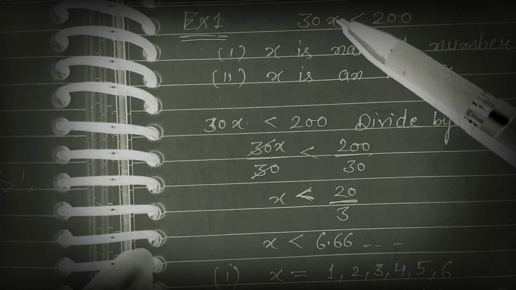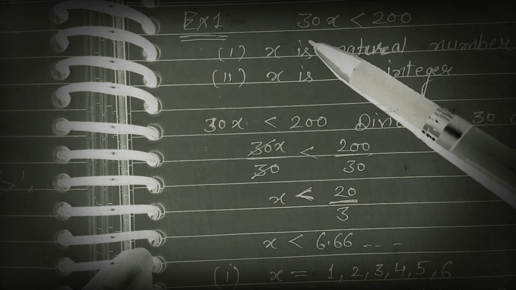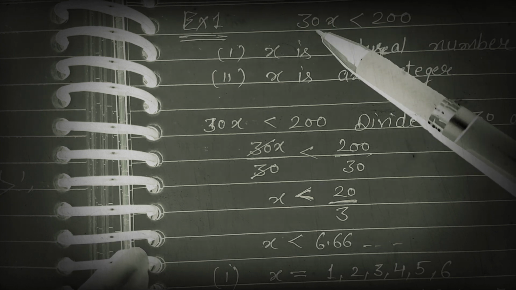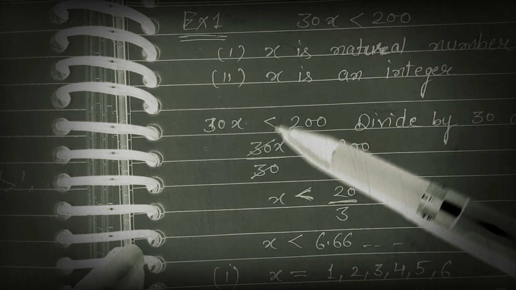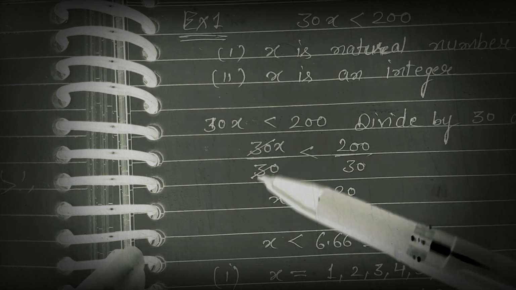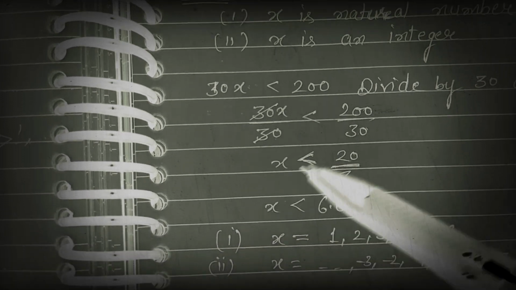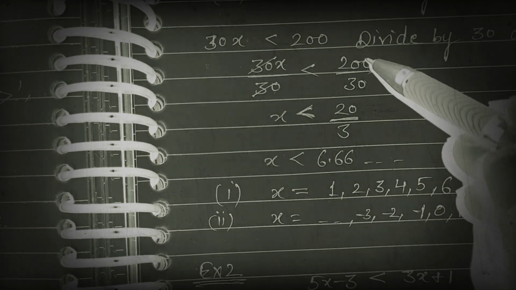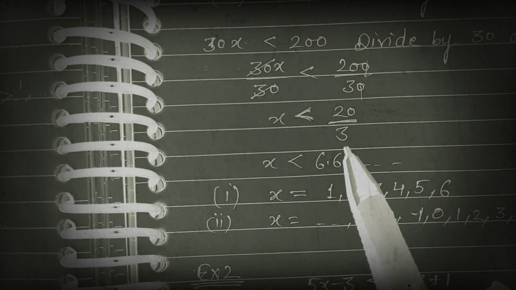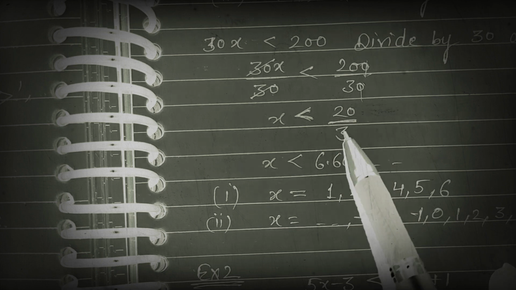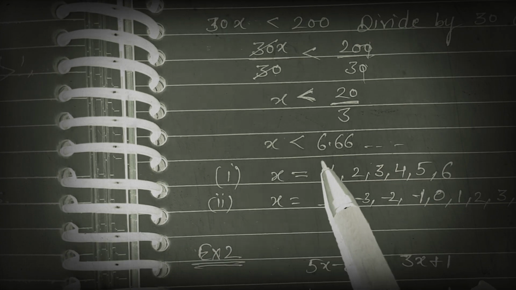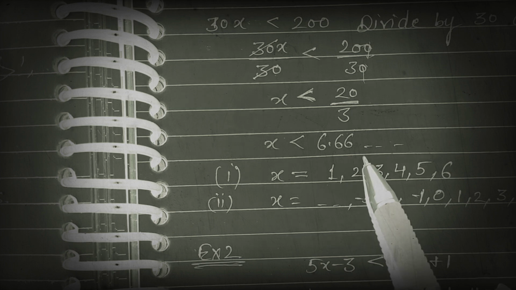If you want to find out x, then everything around x you have to remove. Okay, so here 30 is multiplied, so you will divide by 30 on both sides. So 30 cancels with 30, and 0 cancels with 0. It is 20 upon 3. So x is less than 20 upon 3, and after solving 20 upon 3 we will get 6.66. So x should be less than 6.66.